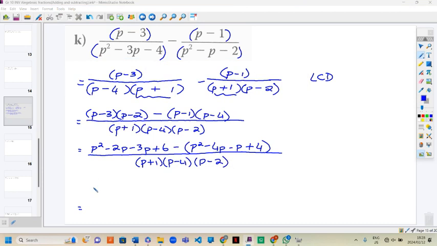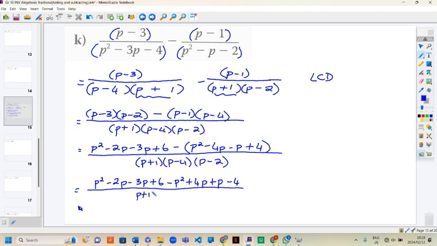Alright, so I'm going to rewrite this. So p squared, take that out there and let's bring it up. Okay, p squared minus 2p minus 3p plus 6 minus p squared. Then negative times positive is positive 4p. Negative times a negative is a positive p. Negative times a positive is a negative 4. Okay, all over that p plus 1, p minus 4, and p minus 2. Okay, alrighty.